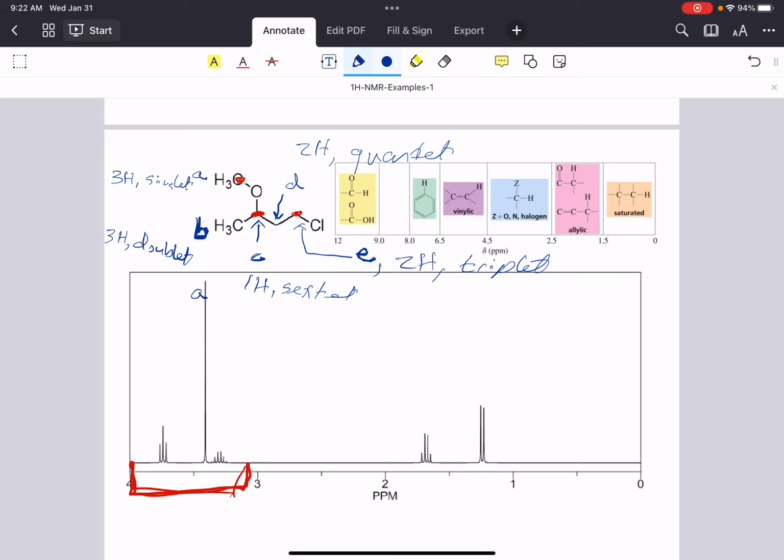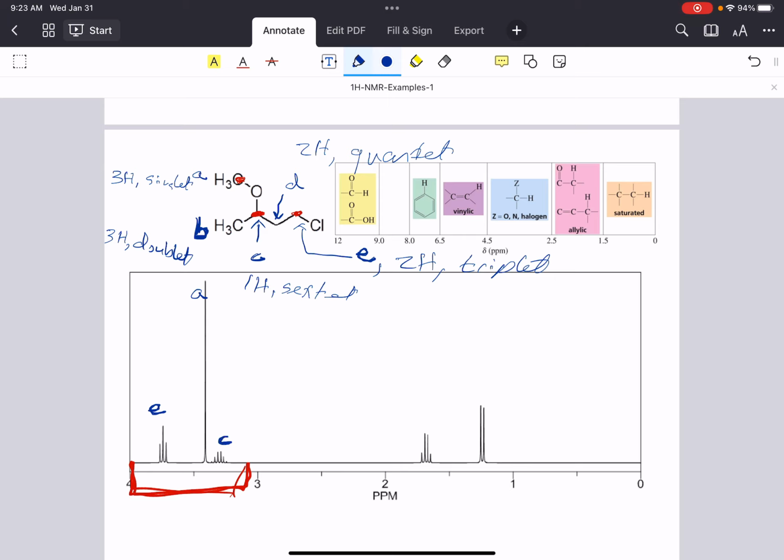E is the one that should appear as a triplet. It's also attached to the most electronegative atom on the molecule, so I can assign this triplet at farthest downfield as E. And then the heavily split signal of C should also be downfield because that carbon also holds an oxygen, so I can assign that signal here.